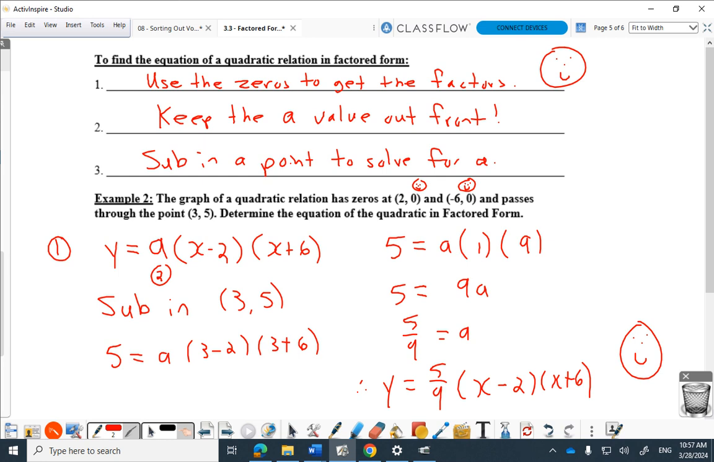It took knowledge of zeros, it took knowledge of factors, it took knowledge of subbing, all your y equals mx plus b skills, all in one crazy question. Whew. That is a beaut.